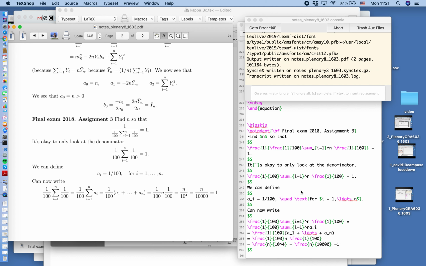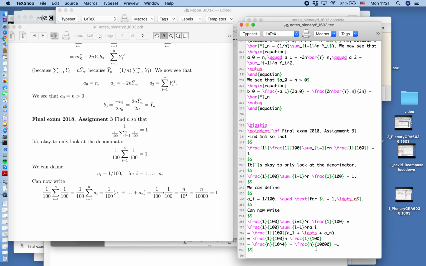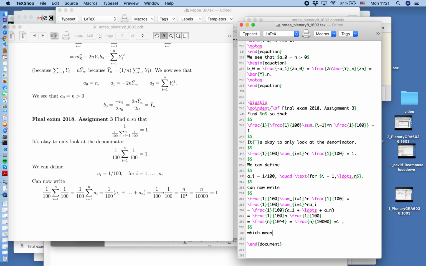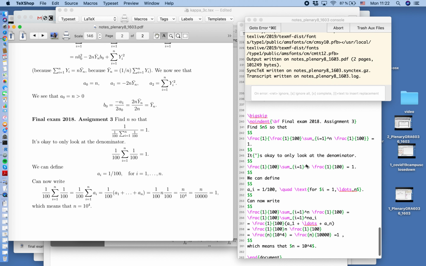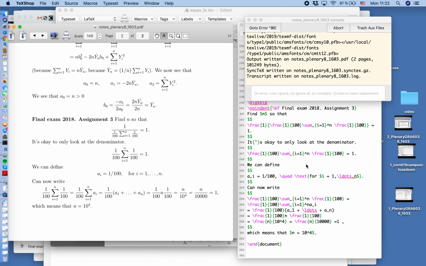So we get this thing. And now we see that for this to be true, n must be equal to 10,000, which means that n is equal to 10 to the power of 4. And that was exercise A. And in the next video, I'll do exercise B.